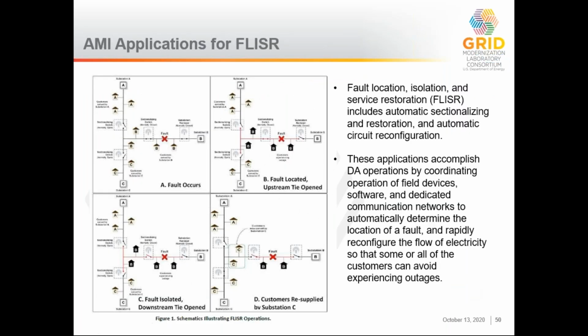So I think I'm getting towards the end of this, but one of the interesting applications which combines a lot of different things together has been FLISR, which is fault location, isolation, and service restoration. All those pieces come together to restore the circuit automatically, and so get power back to the customers, or even just avoid a longer term outage.